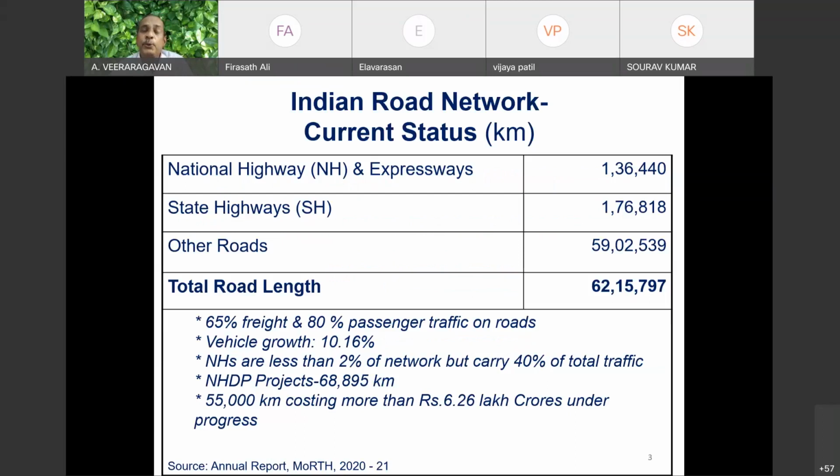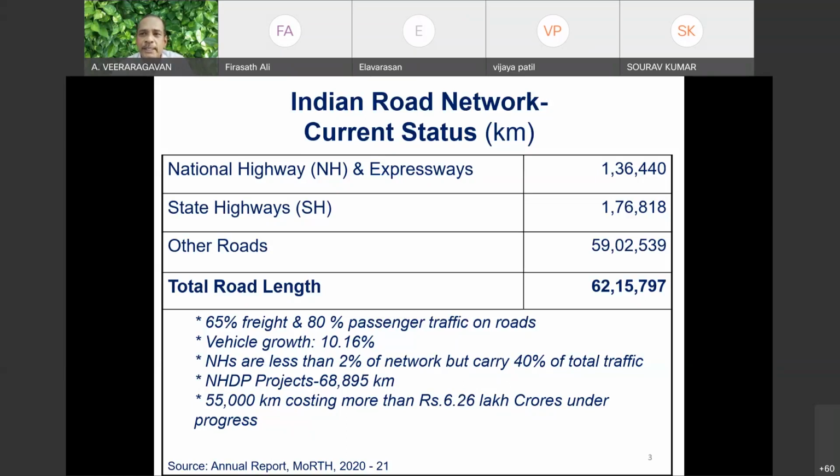India has around 62 lakh kilometers of road, 6.2 million kilometers of roads. This we should understand. As a civil engineer, or as a teacher, if somebody asks you a question, you should know the length of the roads in the country is around 62 lakh kilometers. Of these, the national highways are only 1,36,440 kilometers. State highways, 1,76,818 kilometers. But the majority of the roads in the country are 59 lakh kilometers of road. So you understand that roads of different categories are available.